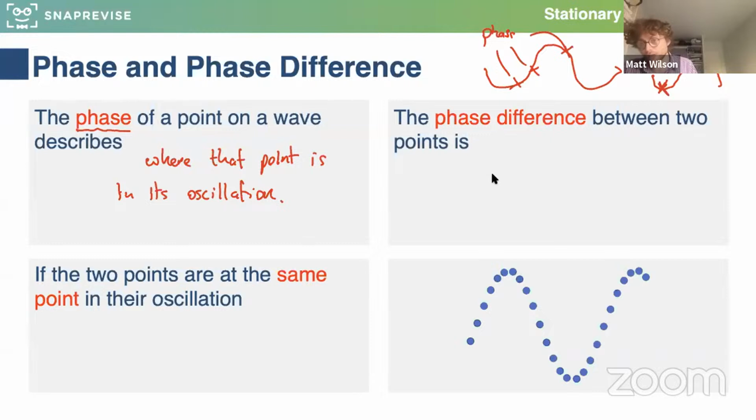Okay, so the phase difference is a way to talk about the difference between where two points are in their oscillations. There we go, a bit of a word soup. Okay, so the phase difference between two points is the difference between their phases. And at this point, I might be thinking, well, we haven't actually given any numbers yet.